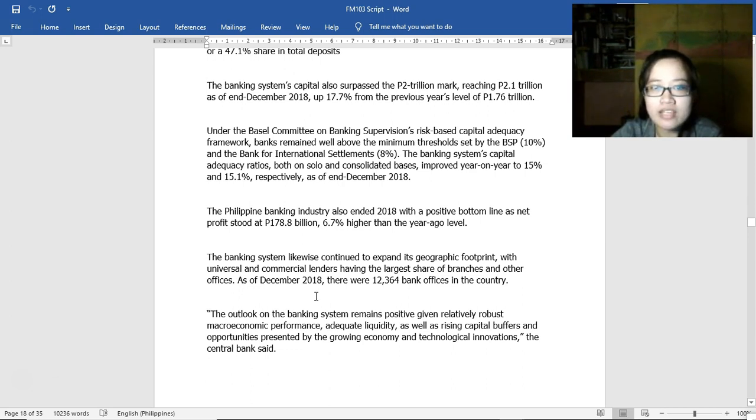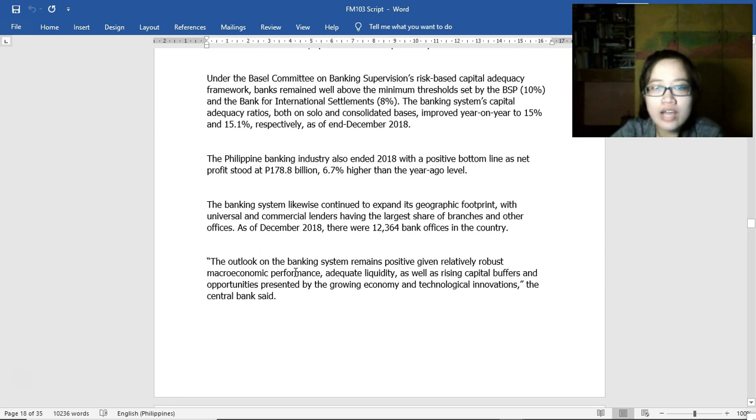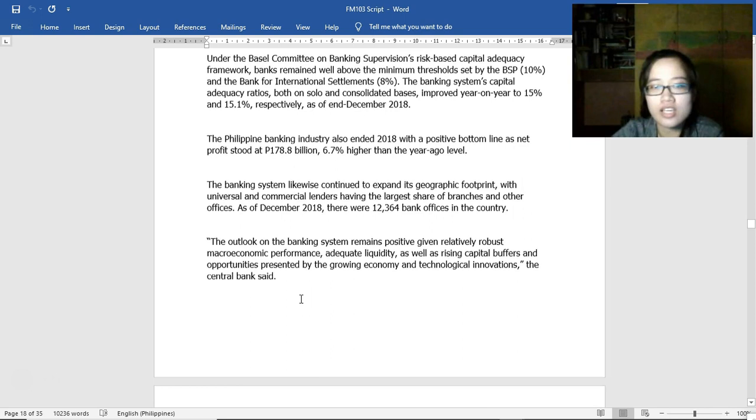Wow. The banking system likewise continued to expand its geographic footprint, with universal and commercial lenders having the largest share of branches and other offices. There were 12,364 bank offices in the country as of December 2018. The outlook on the banking system remains positive given relatively robust macroeconomic performance, adequate liquidity, as well as rising capital buffers and opportunities presented by the growing economy and technological innovations.